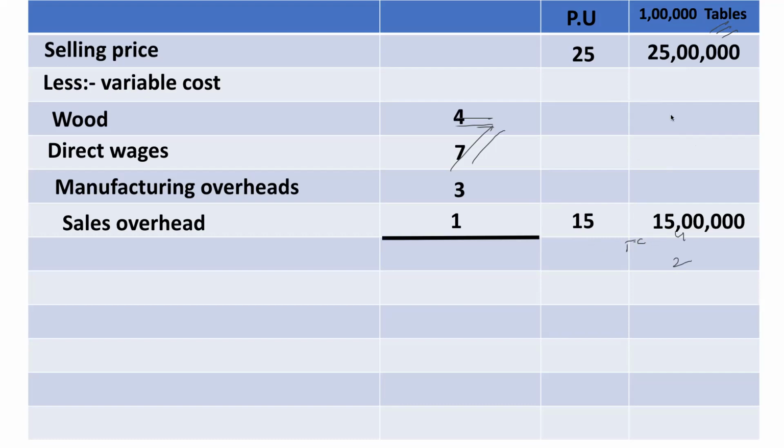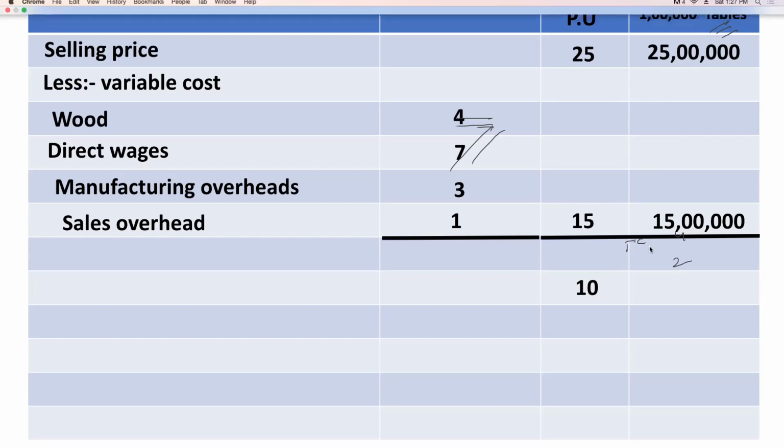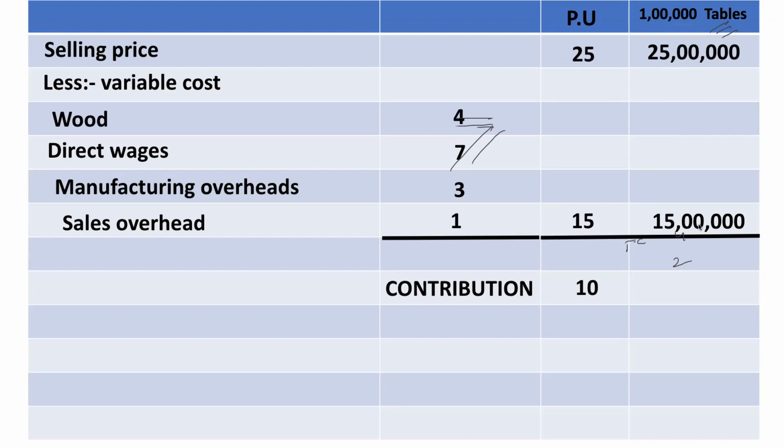Now you know that the selling price minus the variable cost is going to give you contribution, and your contribution per unit is 10. What will be your total contribution? You can do it 2 ways. 10 into 1 lakh or 25 lakh minus 15 lakh. Your total contribution is 10 lakh.